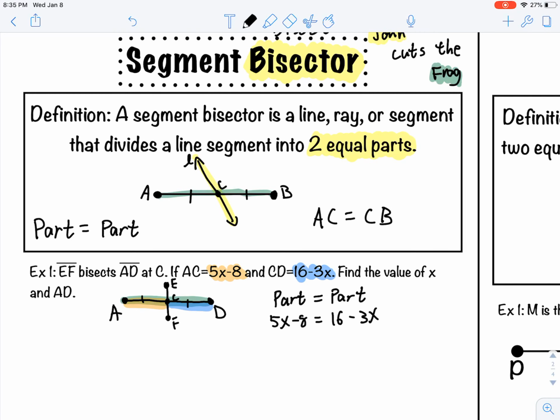Okay, my personal preference, I like to deal with positive numbers. So I can kind of tell how the equation is going to work out. I'm going to move that 3x to the left. The way that I'm going to move that 3x is I'm going to add 3x to both sides.